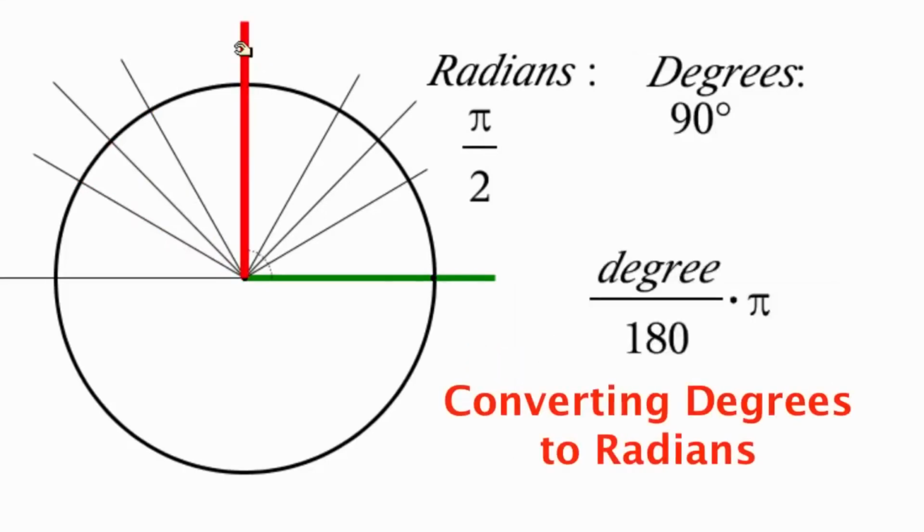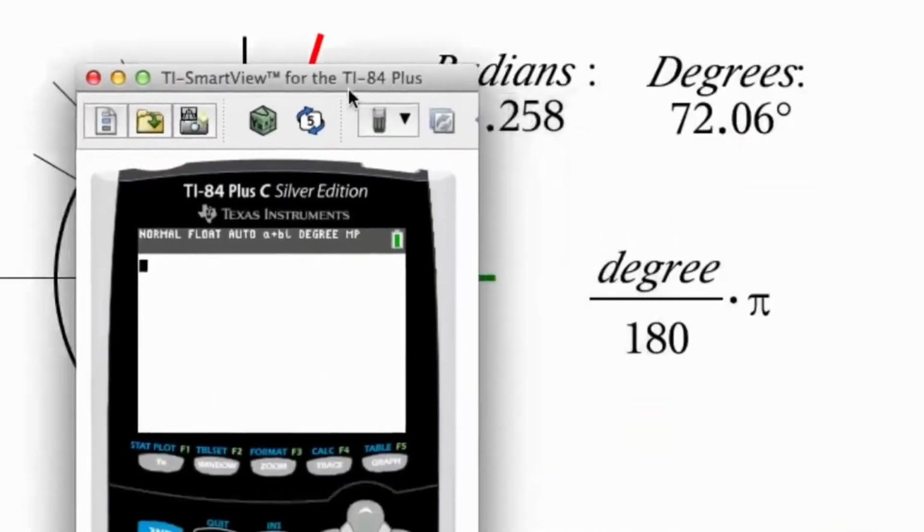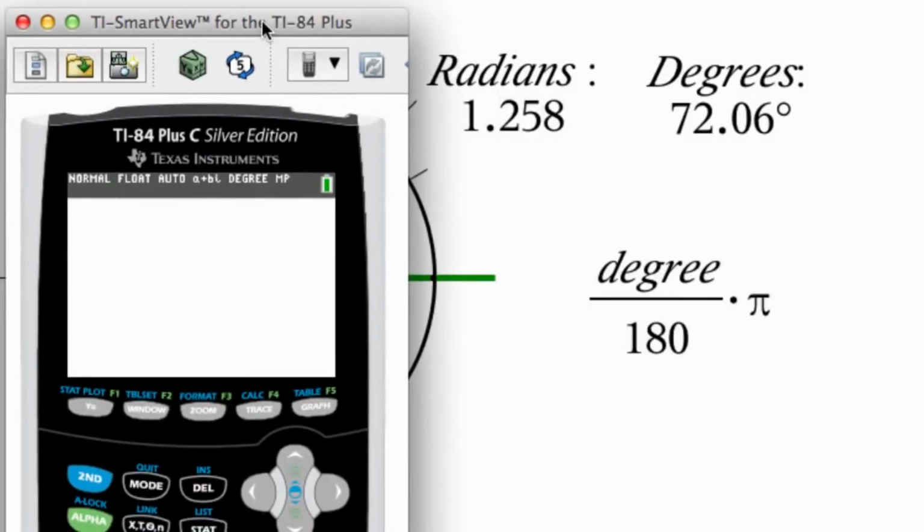Okay, let's move on. Let's talk about how to convert degrees into radians. The formula for converting degrees to radians is degrees divided by 180 times pi. So I'm going to move this randomly here and just kind of put it there. And we see we've got 72.06 degrees. Alright, let's bring in a calculator and try to convert that. 72.06 divided by 180 and multiply that by pi. 1.2576, and that is the angle in radians.